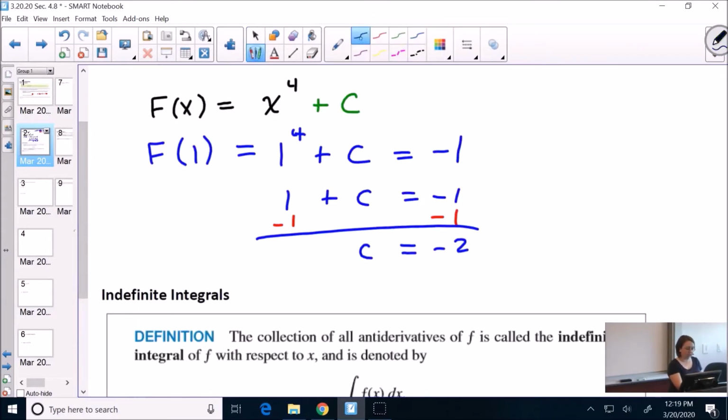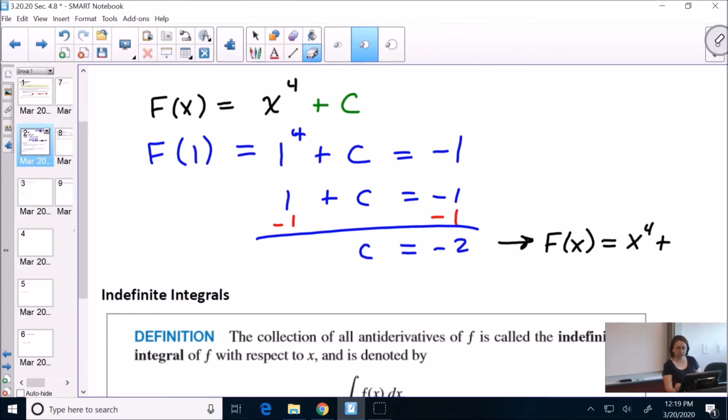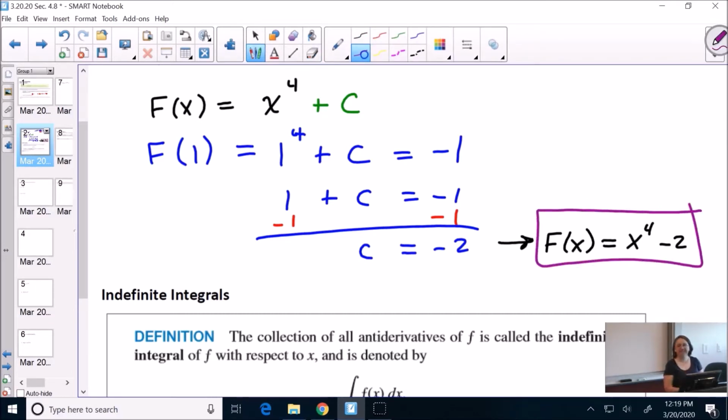So if c is negative 2, that means the particular antiderivative to this problem is x to the 4th plus the c that we just found, which is negative 2. F of 1 would get you the value that it said it should be. F of 1 would give you negative 1.